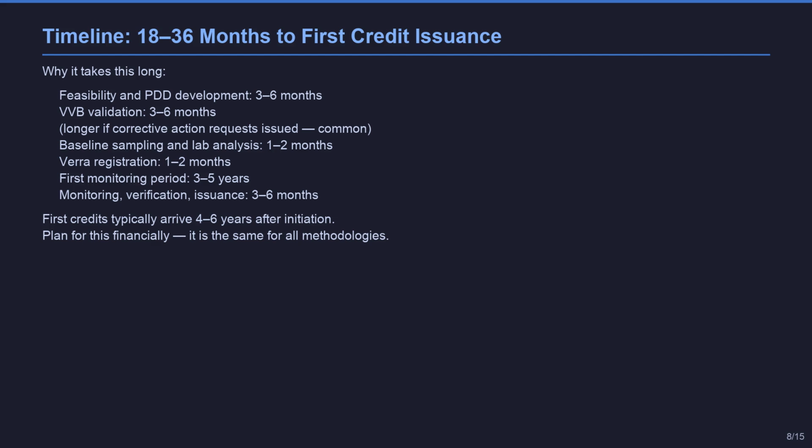First monitoring period, 3 to 5 years before sampling. Monitoring, verification, and credit issuance, another 3 to 6 months. The first credits typically arrive 4 to 6 years after project initiation. This is not an obstacle. It's the nature of soil carbon crediting, and it's the same for all methodologies. But plan for it financially.